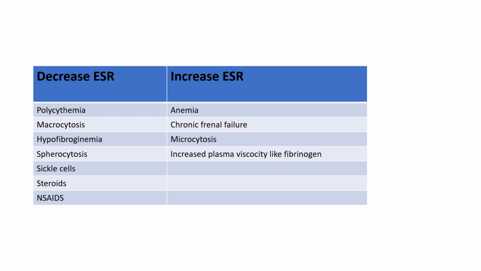Factors that cause decrease in ESR include polycythemia, macrocytosis, hypofibrinogenemia, spherocytosis, sickle cells, steroids, and NSAIDs. Factors that increase the ESR include anemia, microcytosis, chronic renal failure, increased plasma viscosity like fibrinogen.